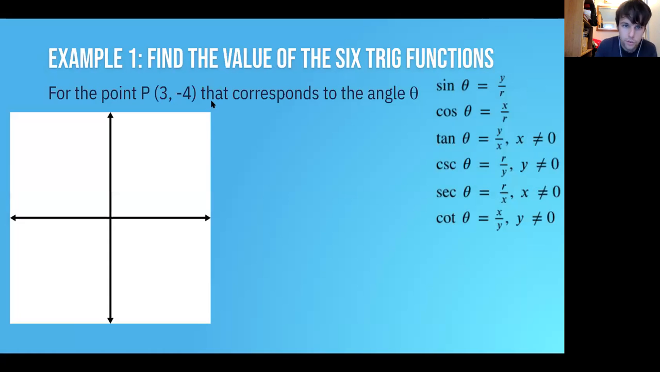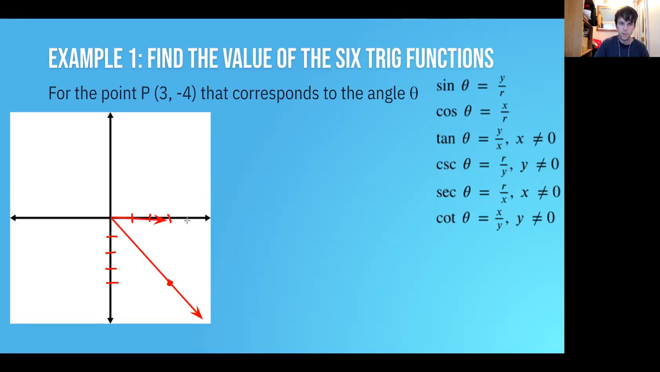All right, so the point (3, -4) corresponds with some angle theta, and we're going to find the value of the trig functions. Let me quickly estimate where this point goes. 3 is 1, 2, 3, and -4 is 1, 2, 3, 4, and we're talking about a point right down here. So that's where the terminal side passes through that point.